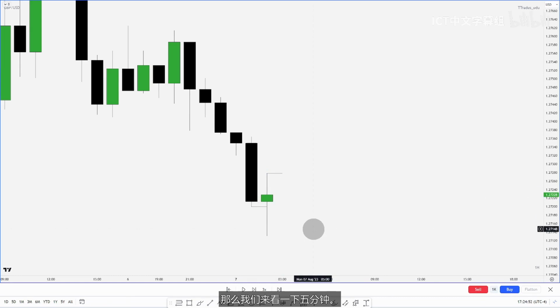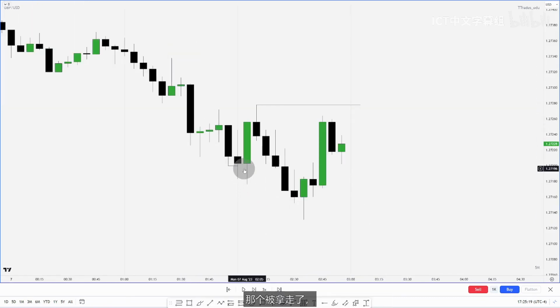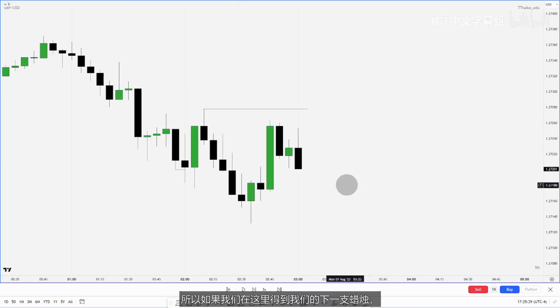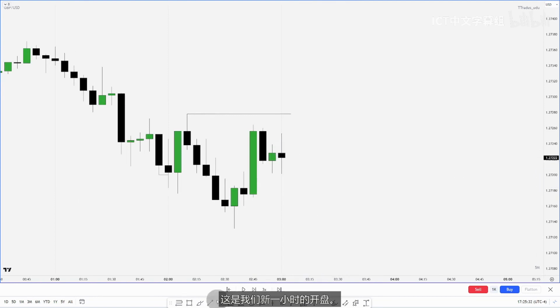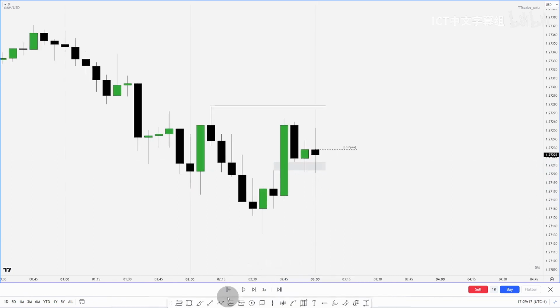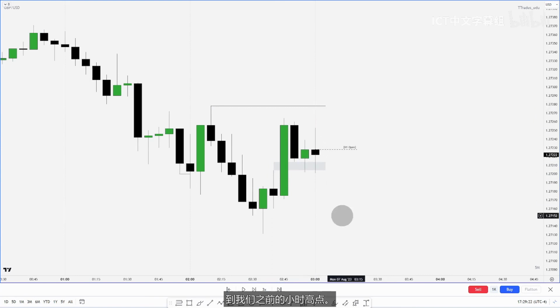So let's drop down to a 5-minute. Here you can see we marked out our previous hour's low that gets taken, move above, another sweep, but most importantly, from right here to right here, it closes back into the range. So if we get our next candle here, this is our open of our new hour. We have price respecting a fair value gap here on the 5-minute chart. So ideally, I'd want to see price draw from this fair value gap to our previous hour high.